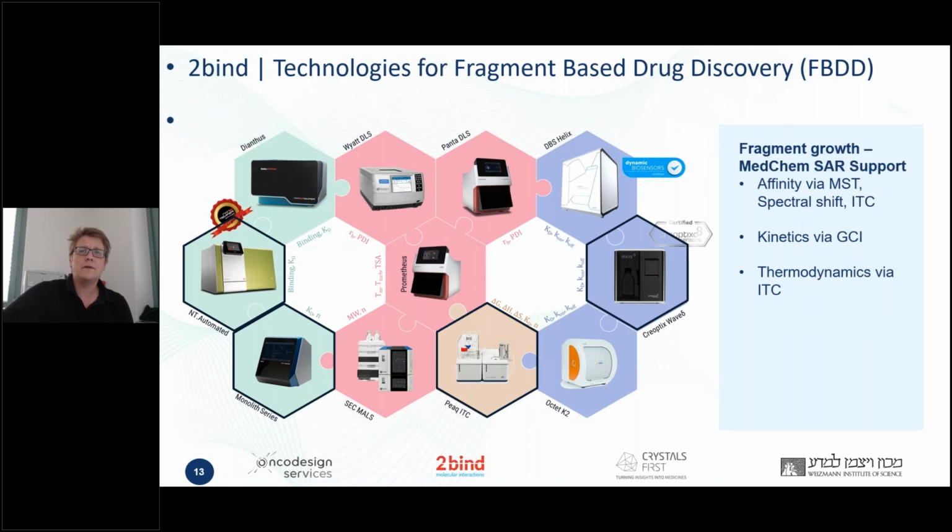In the fragment growth phase, in the MedChem support, the evolution of compounds is monitored, and very often the affinity is the measure that is chosen. Nevertheless, kinetic information can also be used. For affinity, as mentioned, MST and spectral shift make sense, and kinetics are commonly done with GCI. And in addition, thermodynamic parameters might make a lot of sense to determine. It can be helpful for medicinal chemists.